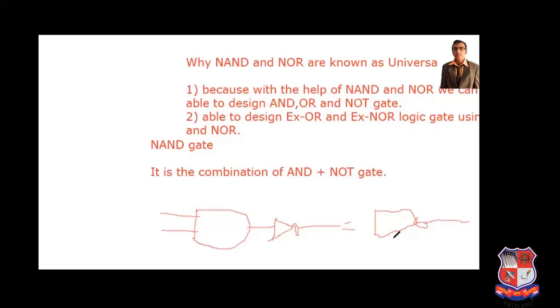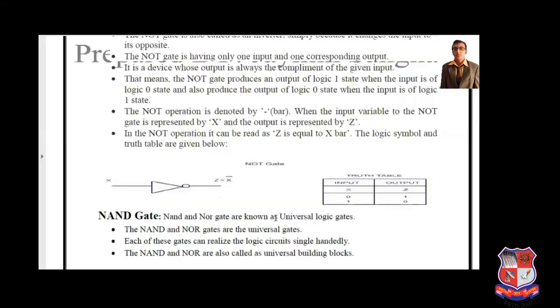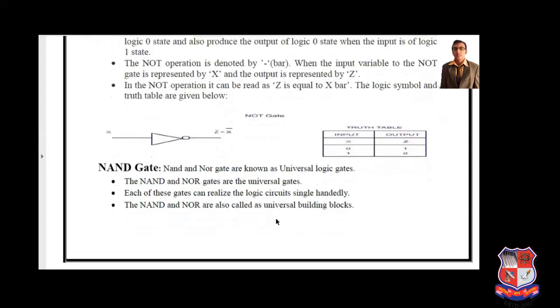This is the symbol of the NAND gate: AND plus a bubble. The bubble indicates the gate is NAND. That's why it is known as the NAND gate. Whatever inputs can be applied and their effect, I will explain in this PDF. See, NAND and NOR gates are universal logic gates.